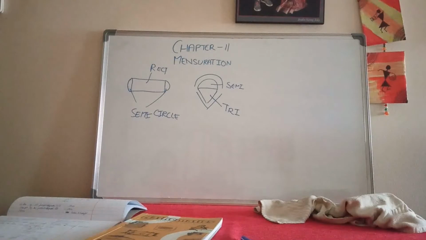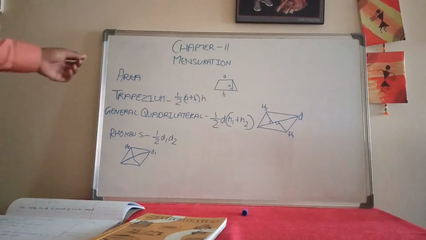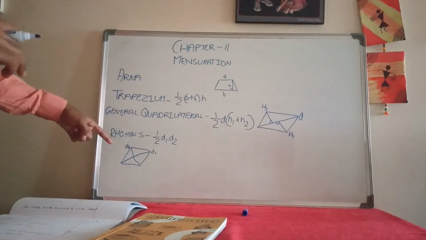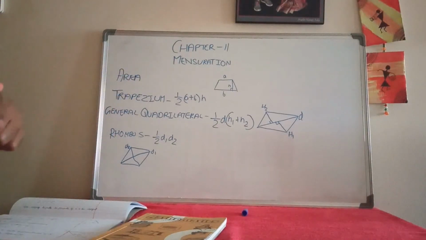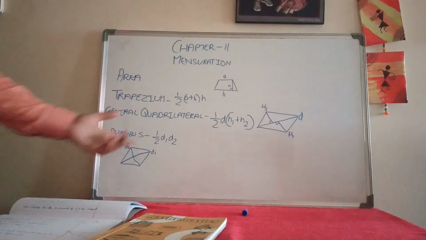Now we'll go forward and see the area of some other special quadrilaterals that we have learned. So these are the areas of three special shapes. Trapezium and rhombus are special shapes, and then the general quadrilateral. If any general quadrilateral or any shape of a different type comes, then we can use this formula.